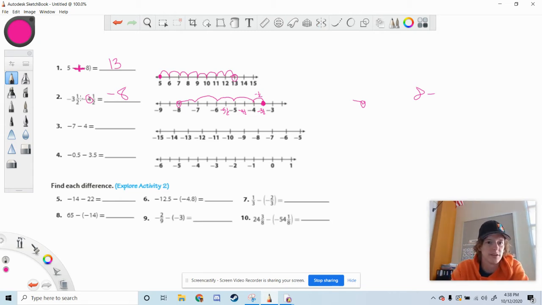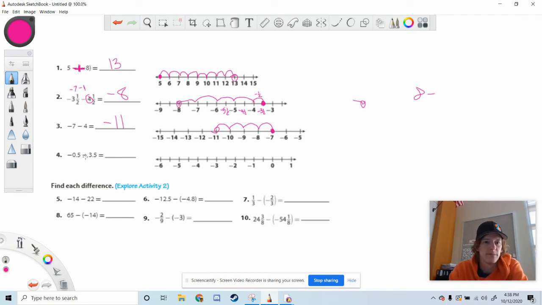And then we can look at these numbers. We know that these are both negative. We have negative 3 and negative 4. We have negative 1/2 and negative another 1/2. I know that 3 and 4 makes 7. So that'll be negative 7. And I know that 1/2 and another 1/2 makes 1, but it's negative. So negative 7 and negative 1 does make negative 8. For number 3, we're starting at negative 7, and we are subtracting. So we need to go left by 4. 1, 2, 3, 4. Final difference here is negative 11.